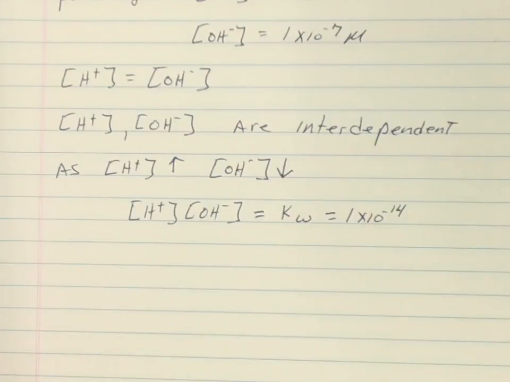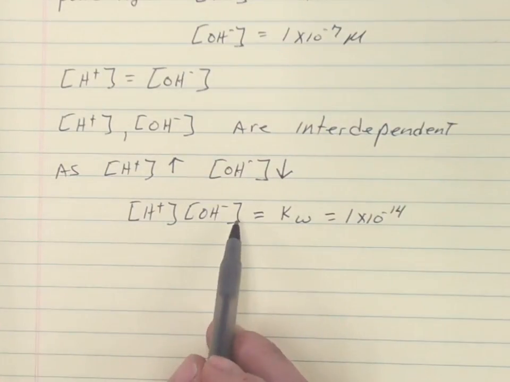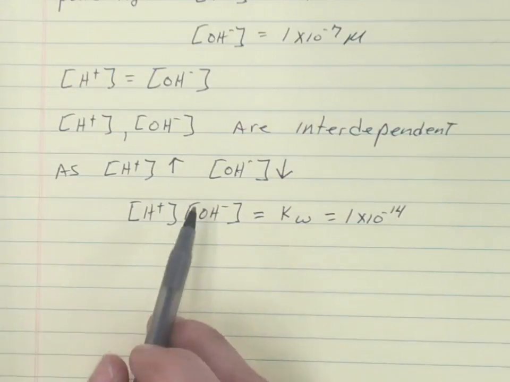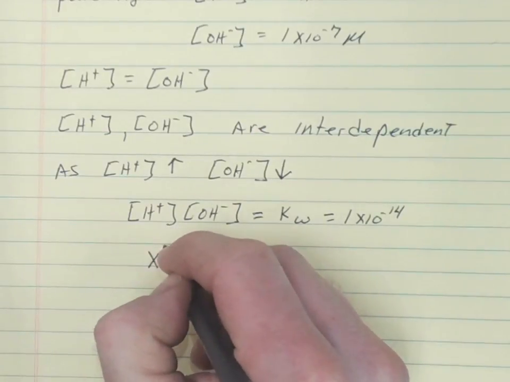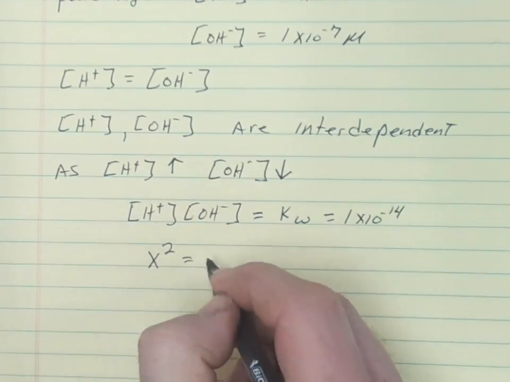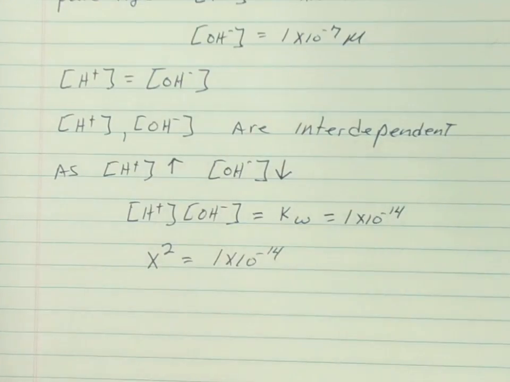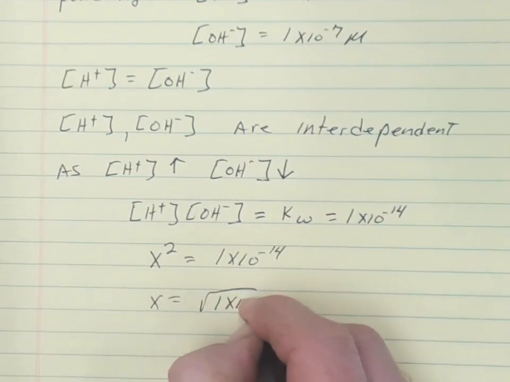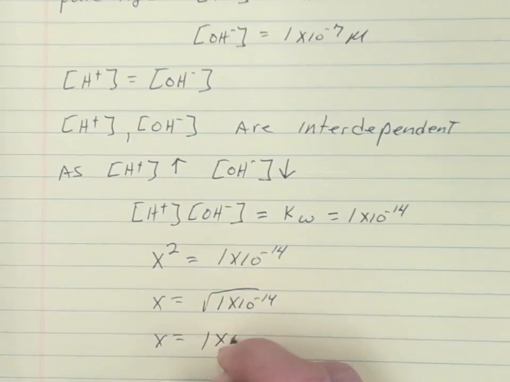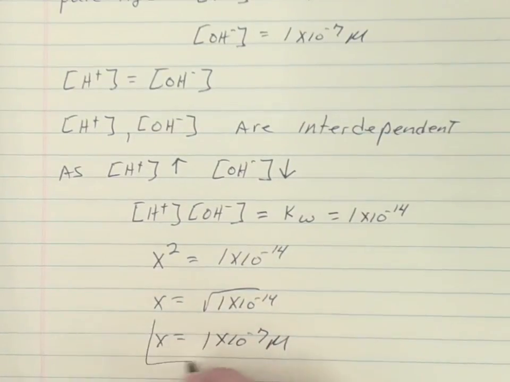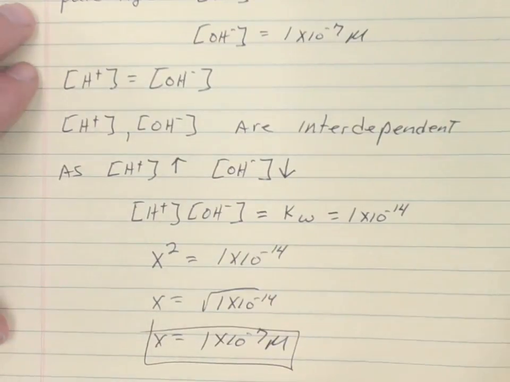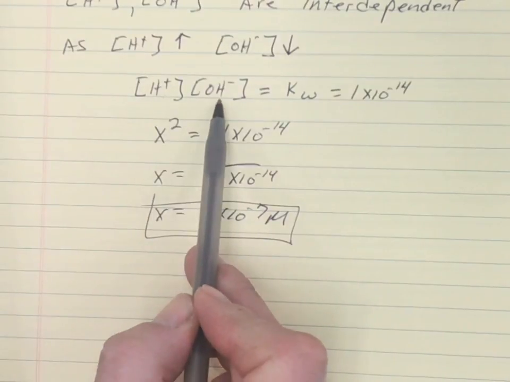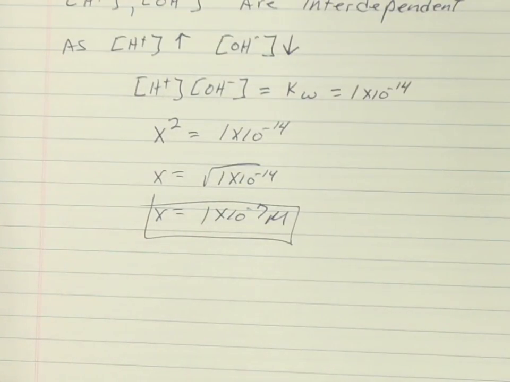Good question. Okay, so now it is easy to understand why both of these are 1 times 10 to the negative 7th. Because if in pure water these are equal, it's like saying x times x, or x squared, is equal to 1 times 10 to the negative 14th. And if you take the square root in order to solve for x, you will get 1 times 10 to the negative 7th molar. So what this shows us is that in pure water, the two values of H plus and OH negative have to be equal to each other. Okay, they have to be equal to each other.